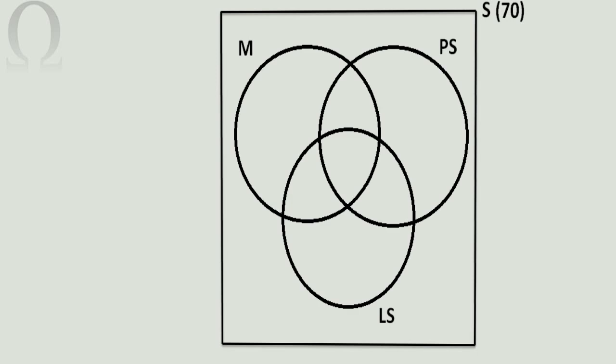Since 5 of the 70 learners take all three subjects, we know that the three sets, maths, physical science, and life science, will intersect each other. Inside this space where the three sets intersect each other, we place a 5 to indicate that 5 learners take all three subjects. 26 learners take maths and life science, so we place a 26 in the space where these two sets intersect each other. But since 5 of these learners also take physical science, it follows that 21 of these 26 learners take only maths and life science.